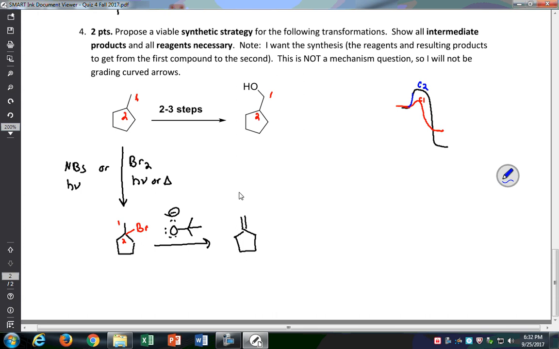So now we have functionality on carbon 1. Now we want an alcohol on carbon 1. That's our least substituted addition of H and OH. So that's our BH3 and THF again.